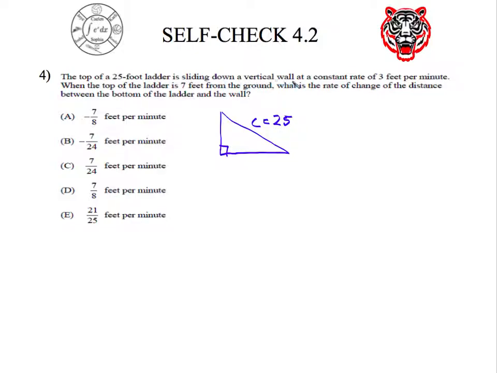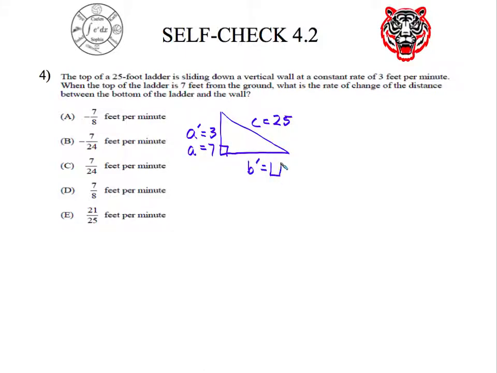The ladder is sliding down a vertical wall at a constant rate of 3 feet per minute. So we're going to call this A, and it's sliding at a rate of 3 feet per minute, so A prime is equal to 3. When the top of the ladder is 7 feet from the ground, so you're talking about the vertical length, A is equal to 7. What is the rate of change of the distance between the bottom of the ladder and the wall? So it's asking for this B prime.